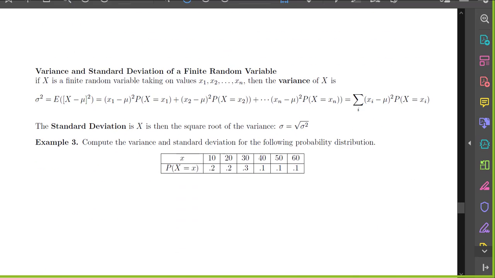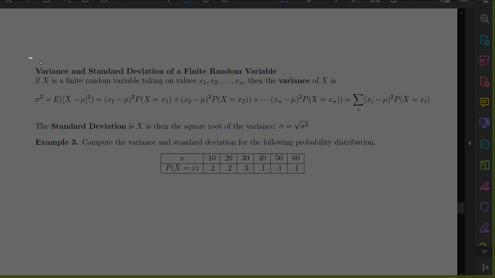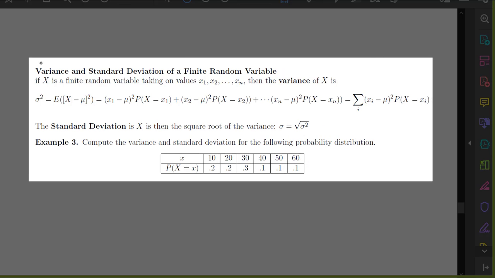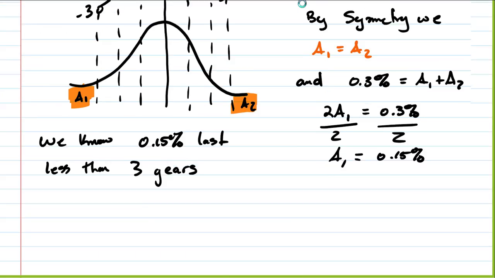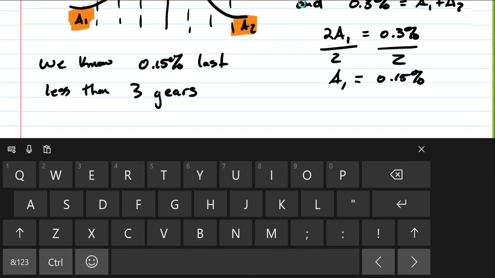All right, so let's take a look at our next one. Variance and standard deviation of a finite random variable.